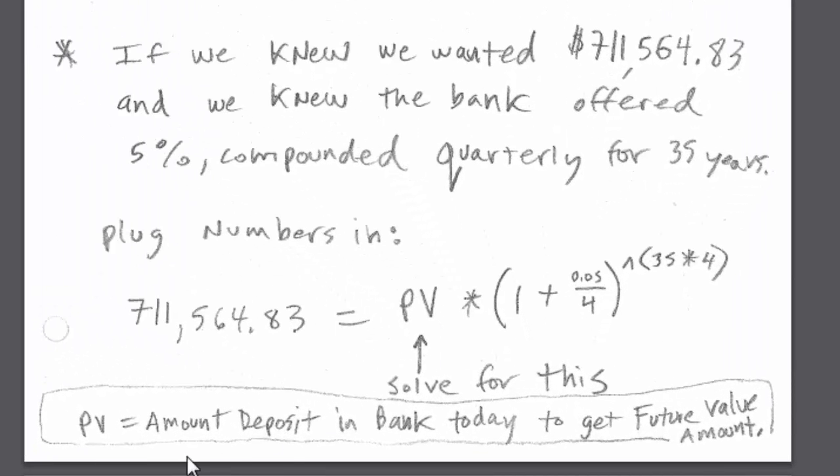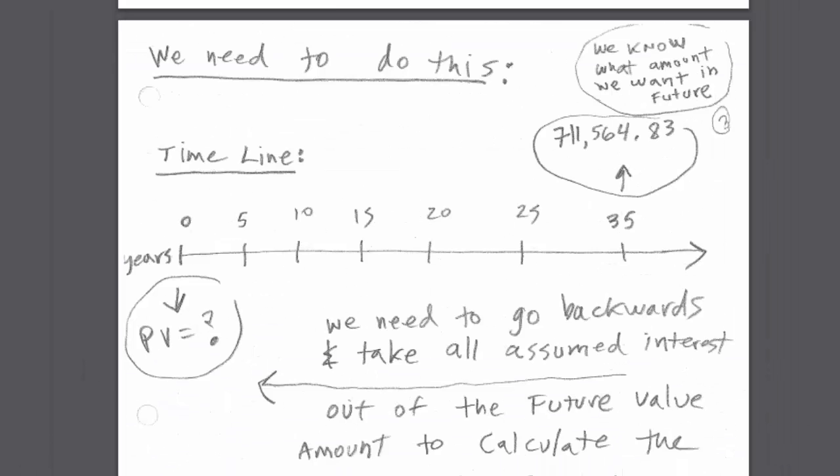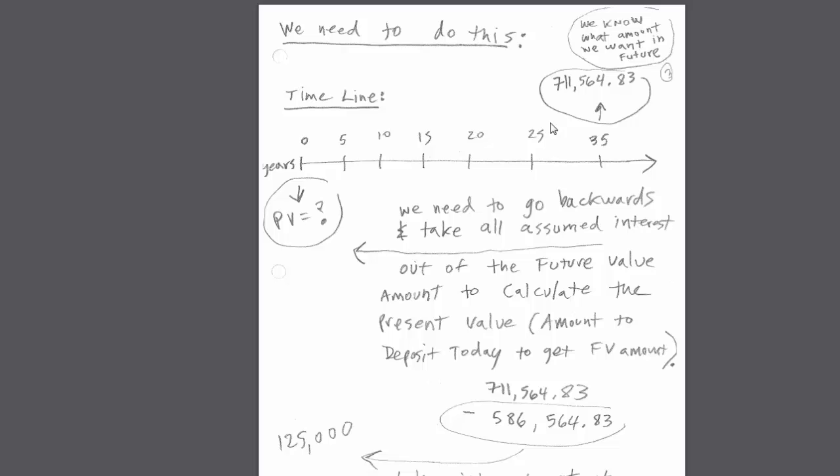That means that PV is going to be the amount to deposit in the bank today to get that future value amount. What we need to do is the reverse. We know this, and I need to go backwards and try and figure out that. Now, we already did this example, so we know both of these numbers. But now we're going to try and just use this number and our 5% and other variables to calculate what the present value is.